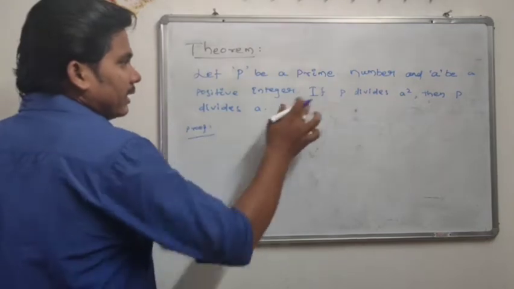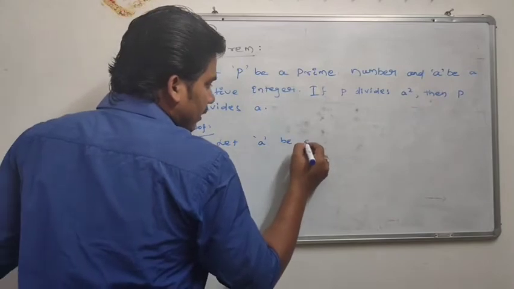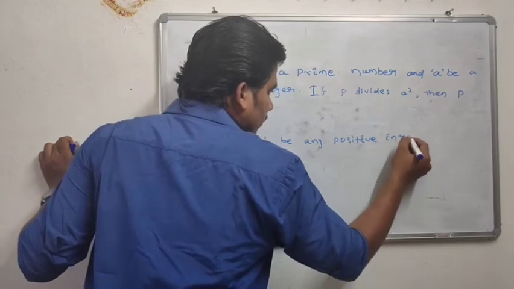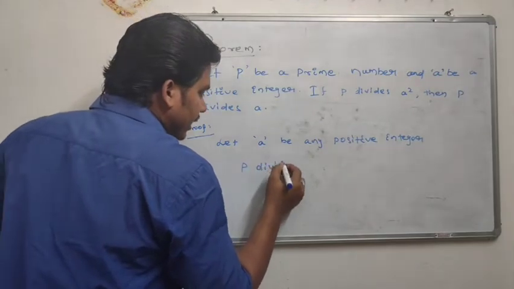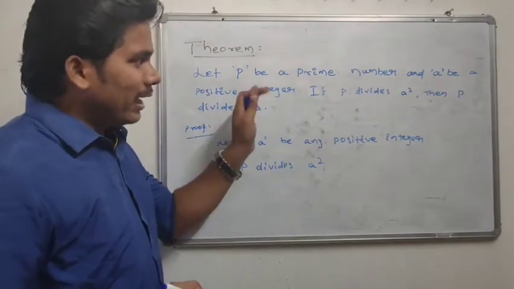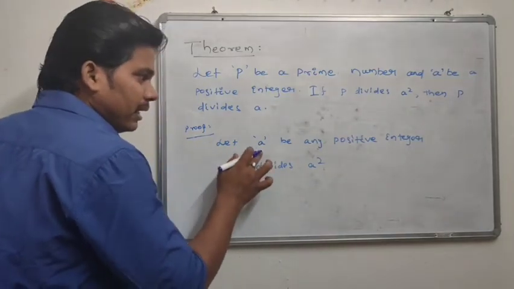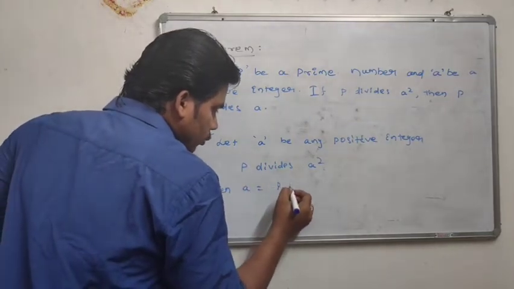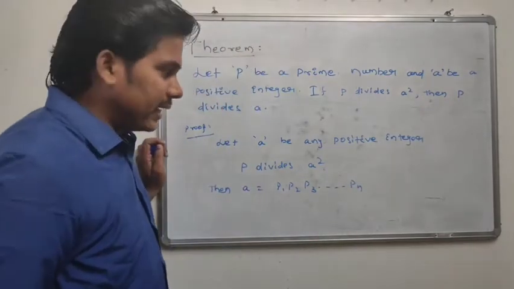Let a be any positive integer, it is given that a is a positive integer, and the given statement is that p divides a square. This is the given statement, and p is a prime number, it is already given. Then I can represent, if a is any positive integer, then a equals p1 into p2 into p3 up to pn, or anything else like that.